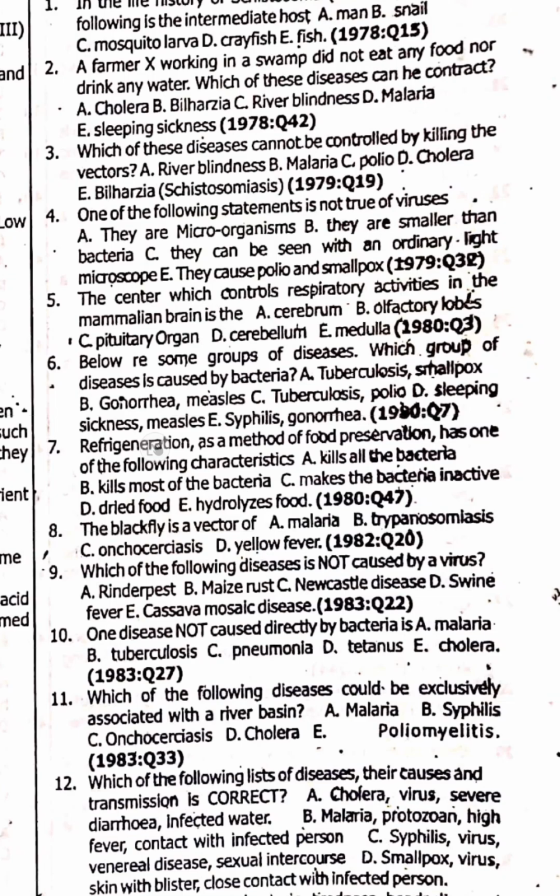Next is protozoan disease. Protozoan diseases of animals. One is amoebic dysentery. This one is caused by Entamoeba histolytica. Entamoeba is spelled Entamoeba. Histolytica. Next, malaria.